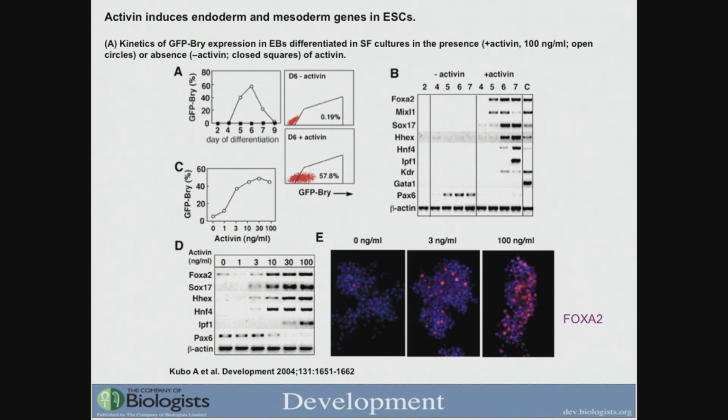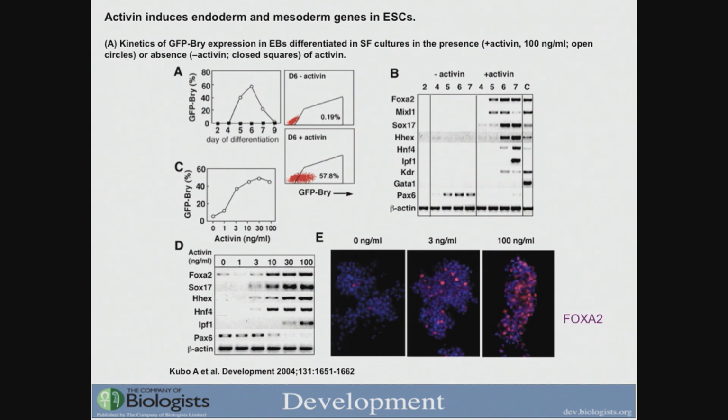If you look at a number of key genes of endoderm, FOXA2, MIXL1, SOX17, HEX, HNF4. These are all key endodermal genes. KDR is more a mesodermal gene. You can see that without activin, you don't get induction of any of those genes. And yet with activin, by the time you get to day 5 or 6, you're starting to see expression of some of these key transcription factors. So this is the first real evidence that you're generating definitive endoderm in a dish.